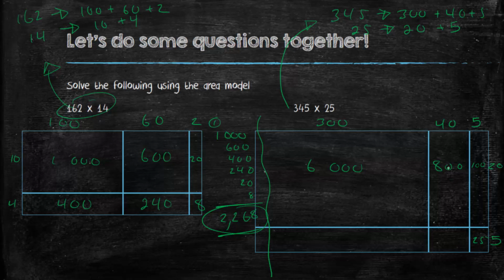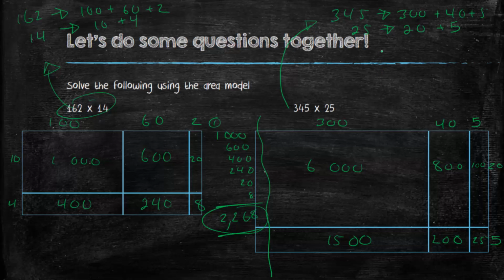5 times 40, well, let's take down the 0. What's 4 times 5? That's 20, so 200. And 5 times 300. 2 zeros come down from the 300. 3 times 5 is 15. So we add them all up.